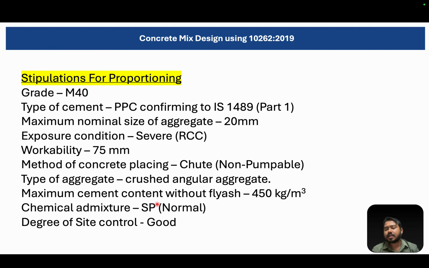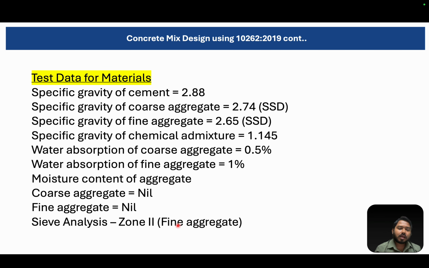There are various different classes of super plasticizers: melamine type, naphthalene type, polycarboxylic ether type. So here in this case, the super plasticizer is SP, it is given as normal. That means normal has a water retention of 23%. Degree of site control is good. Other than that, the test materials data is also given. Other than that, we cannot do this mix design.